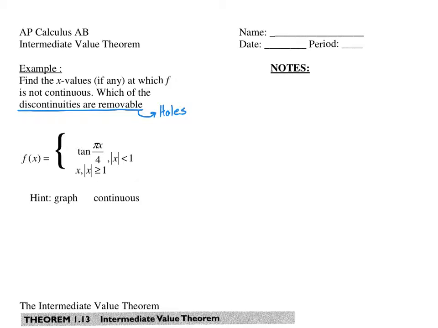So first of all, it says a little hint. Let's graph this, and then find out where this is continuous, okay? So as we're graphing a piecewise function, you can treat each part separately.